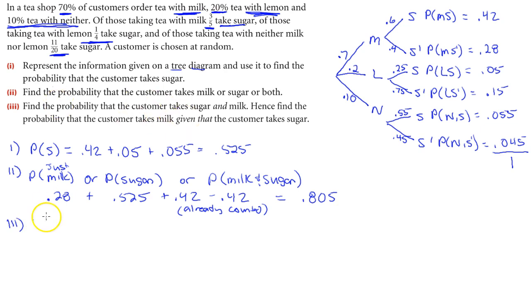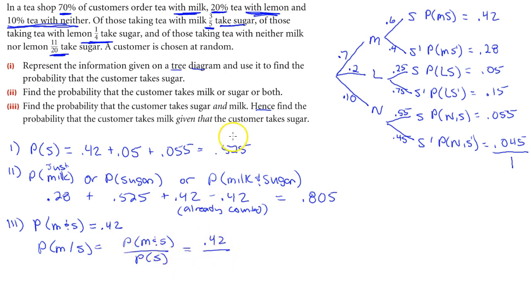Now for part 3, they want us to find the probability that somebody takes sugar and milk. Well, we already know that. That's going to be 0.42. And then it says, hence, that means use that information to find the next thing. Find the probability that someone takes milk given that they take sugar. So that's the probability of milk and sugar divided by the probability of sugar. Well, we figured out both of those things already. And so all I've got to do is divide them and find out that conditional probability is going to be 0.8.